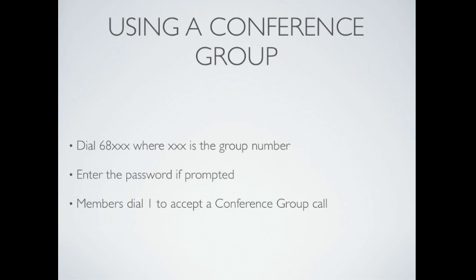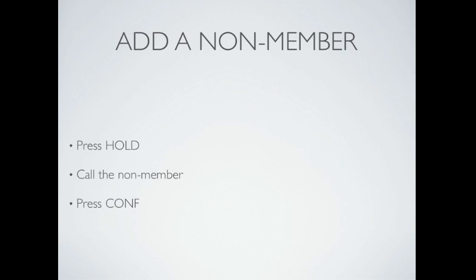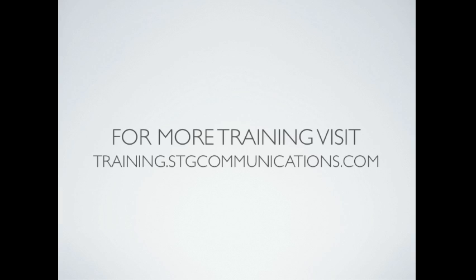To use a conference group, you'll dial 68 and then the room number. So that room was 000, so 68000 would get you access to that group. You'll enter the password if prompted. When members get called, they'll press 1 to accept the conference group call. To add a non-member, you can press hold, call the external party, then press conf again to join them.